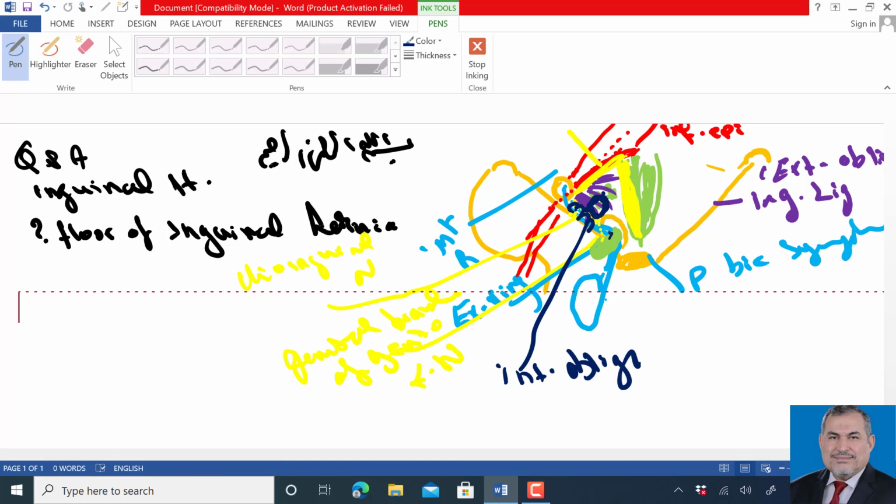Which nerve travels in the spermatic cord? As we said from the first, it is the ilioinguinal nerve. Okay.